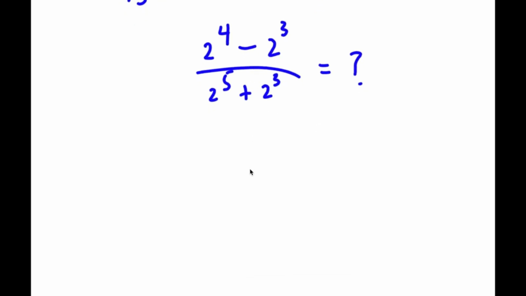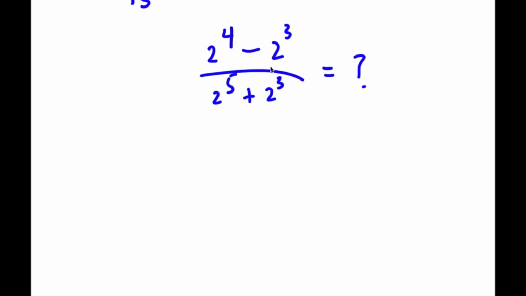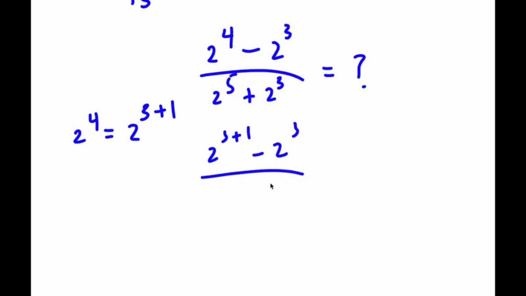All right, so I'm assuming you guys attempted to try this problem. So we have 2 to the power of 4 minus 2 to the power of 3 divided by 2 to the power of 5 plus 2 to the power of 3. Now 2 to the power of 4 here is the same thing as 2 to the power of 3 plus 1. So I have 2 to the power of 3 plus 1 minus 2 to the power of 3 over 2 to the power of 5 plus 2 to the power of 3.